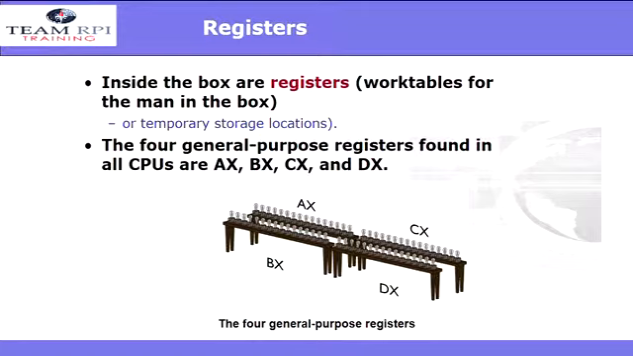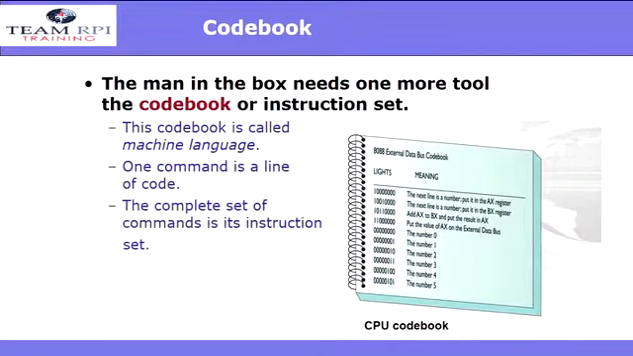So for the man in the box to understand the world of ones and zeros, we need to give him a cookbook or an instruction set. We call that the Codebook. The Codebook is machine language. It's what the CPU understands. One command line is a line of code. The complete set of commands is the instruction set. So now we have our man in the box, his work table, little flashy lights, and a code book for him to understand.